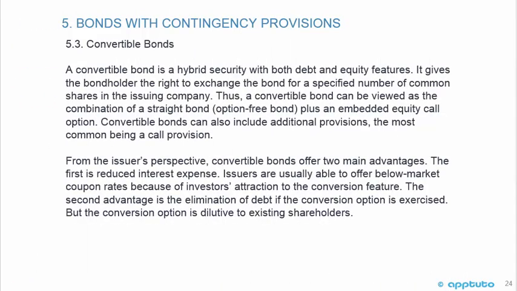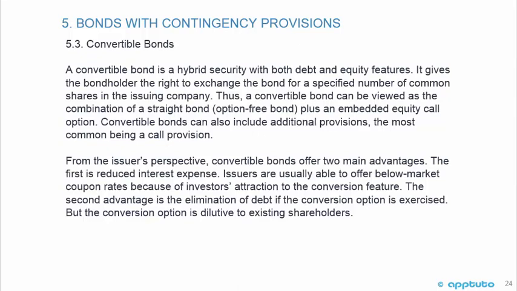So continuing with bonds with contingency provisions, now we're going to look at convertible bonds. A convertible bond is a hybrid security with both debt and equity features. It gives the bondholder the right to exchange the bond for a specified number of common shares in the issuing company. Thus, a convertible bond can be viewed as a combination of a straight bond, an option-free bond, plus an embedded equity call option. Convertible bonds can also include additional provisions, the most common being a call provision.